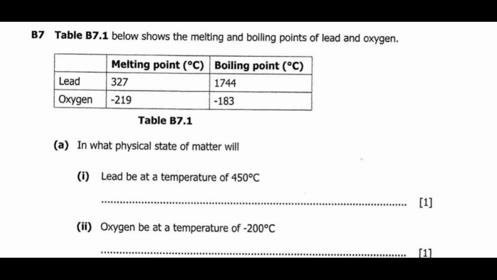So lead melting is 327, the boiling is 1744. Oxygen melting is negative 219, boiling point negative 183. In what physical state of matter will the first one, lead, be at a temperature of 450?